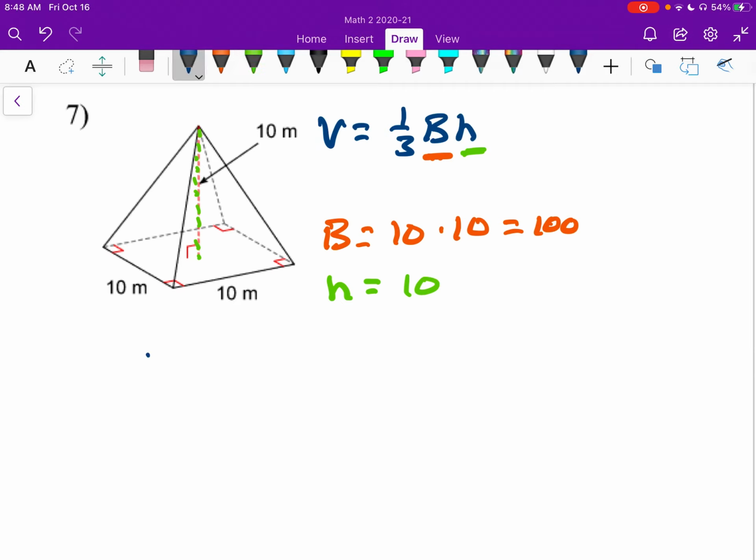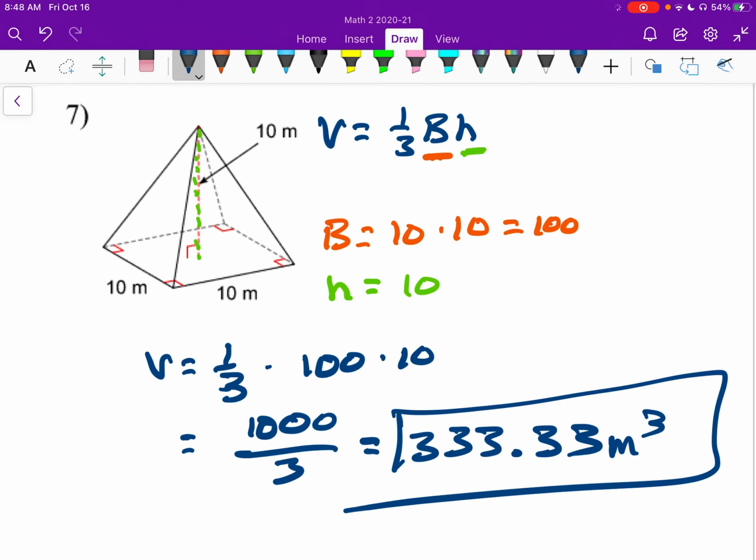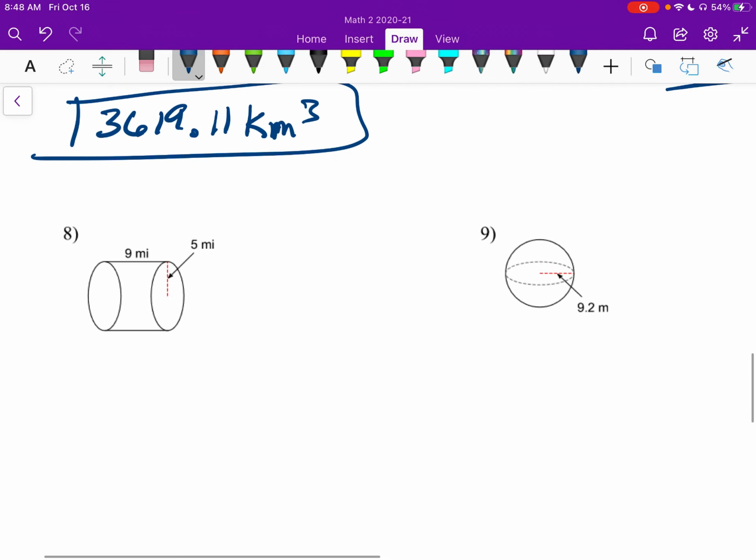So whenever we plug this in, we get volume is 1/3 times 100 times 10, which is 1,000 over 3, which is 333.33. And I guess you'd round down there. So that's where we end, meters cubed. All right, that's number 7. That one wasn't too bad.